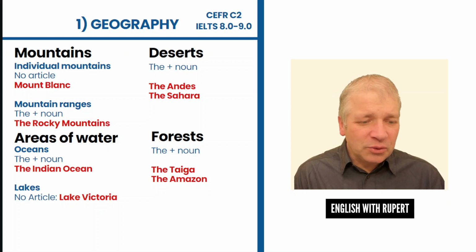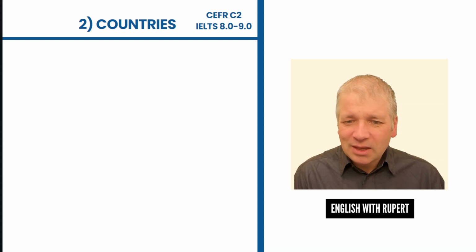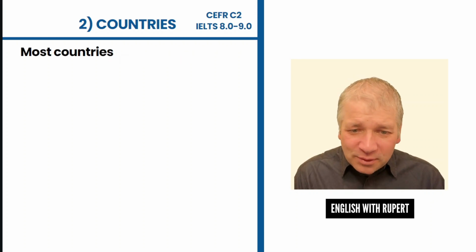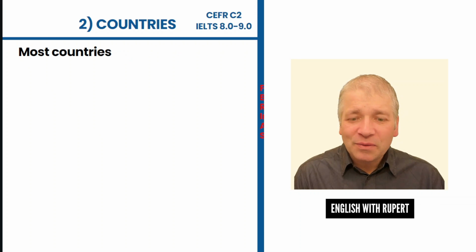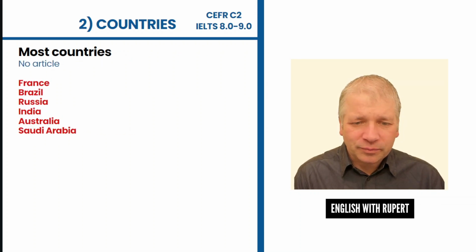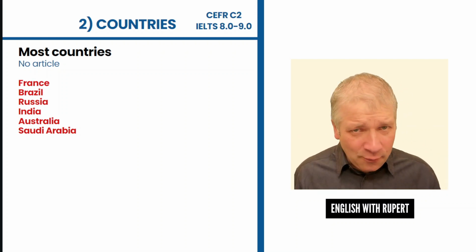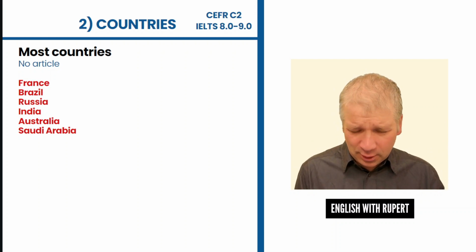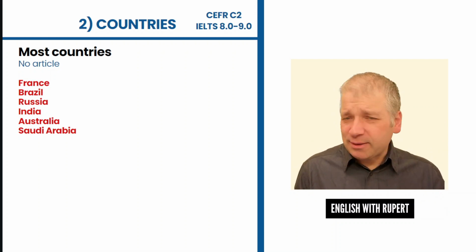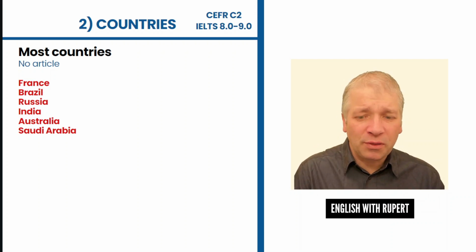Let's move on to another complicated area with articles, which is countries. So, for most countries, there is no article. Here's a selection, but of course there could be over 100 examples here. France, Brazil, Russia, India, Australia, Saudi Arabia, no article. But sometimes we do use the.